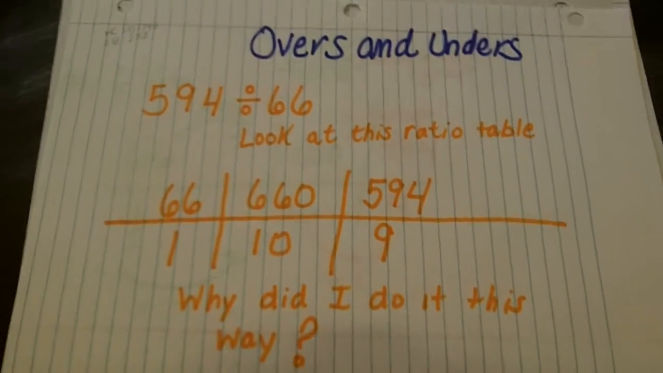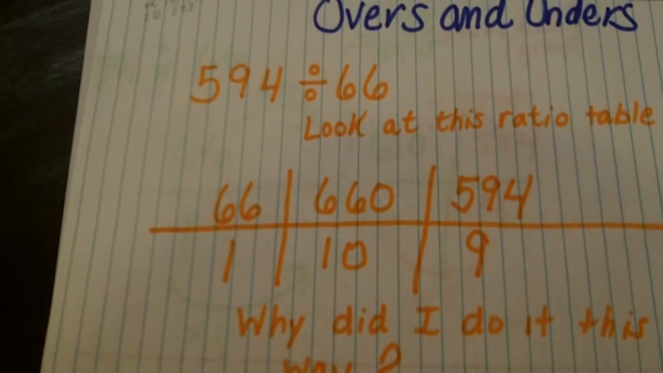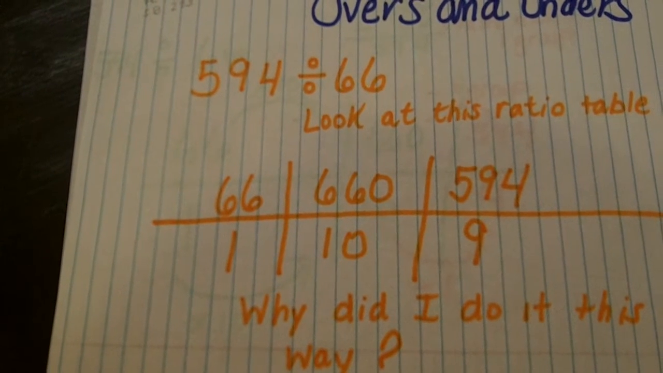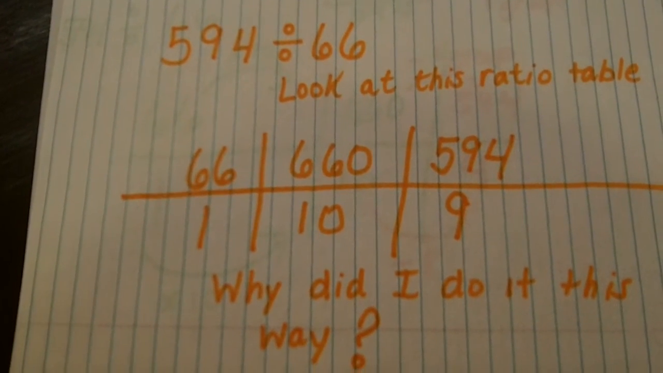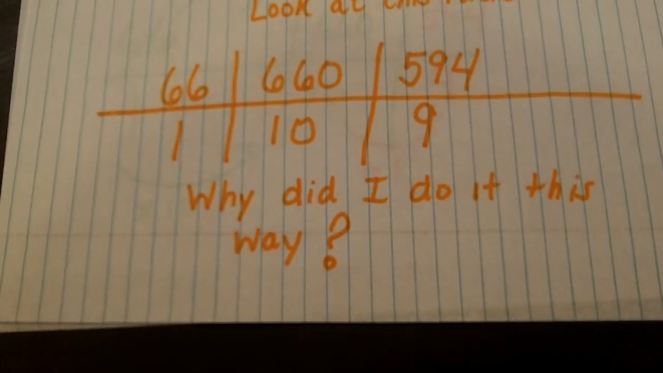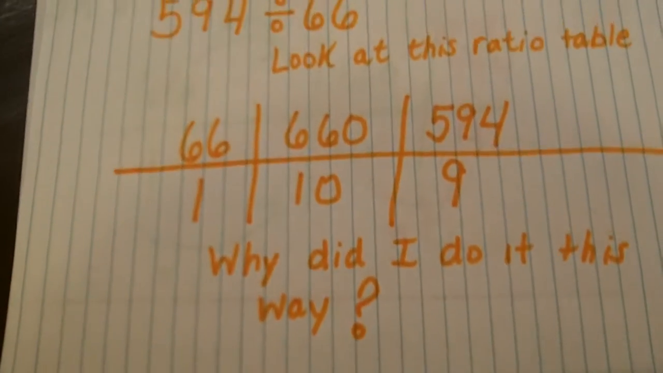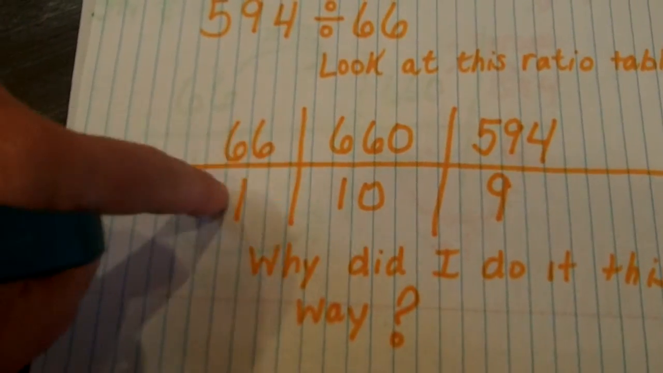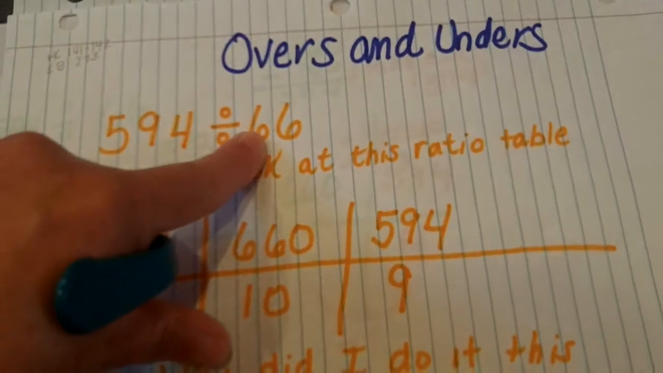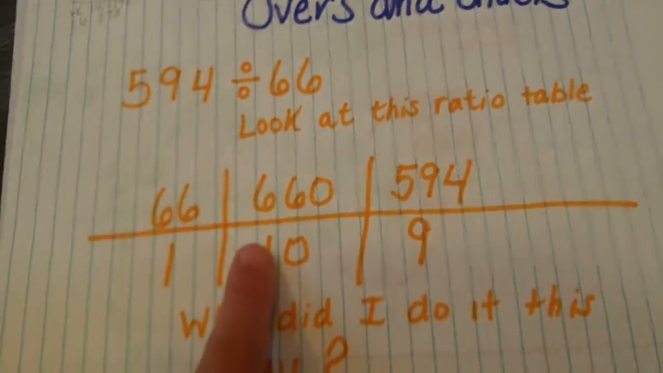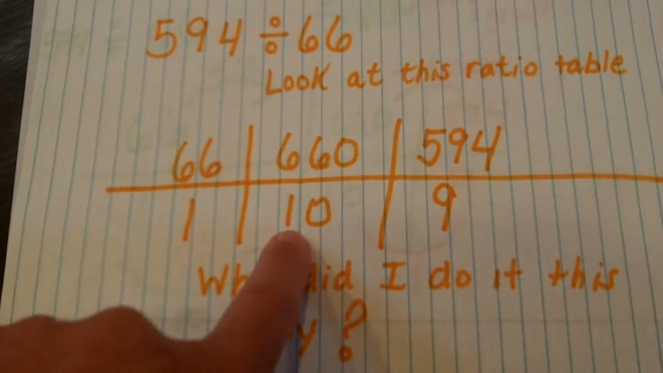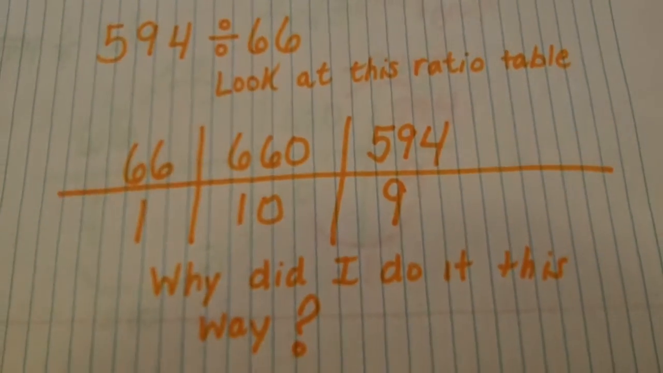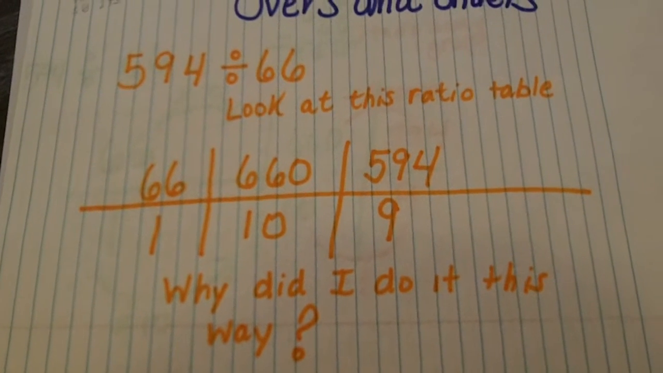All right, here's what I'd like you to do. Here's a problem that I have for you. I have 594 divided by 66. I just want you to look at the ratio table, and I want you to think about why I set up the ratio table the way that I did. So I have 66 to 1. That's my ratio. So taking my group, this is my end result. 660 to 10 and 594 and 9. Just think about why I set it up that way.